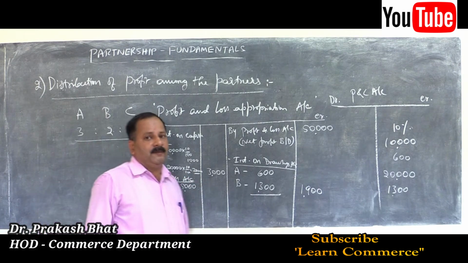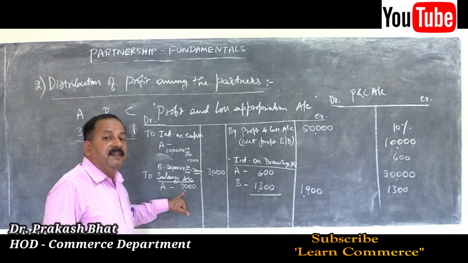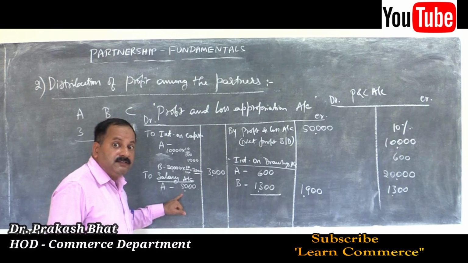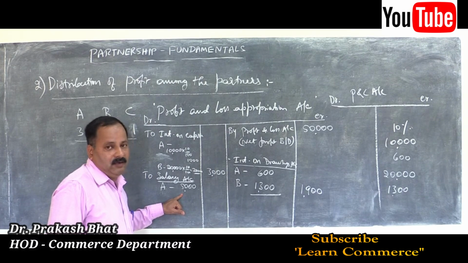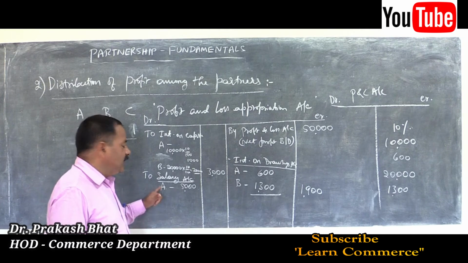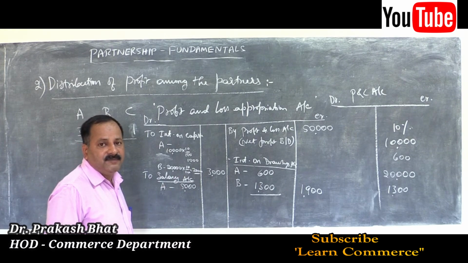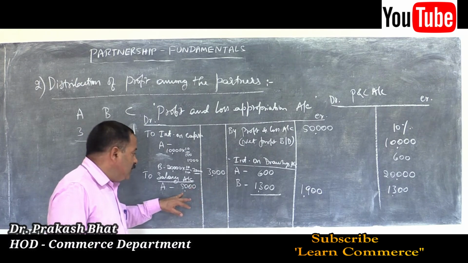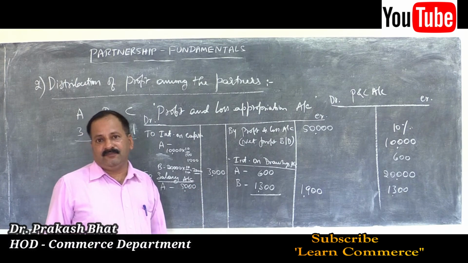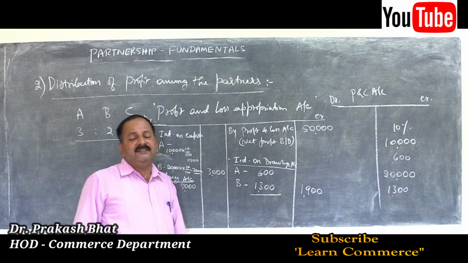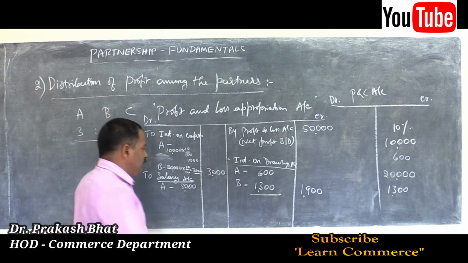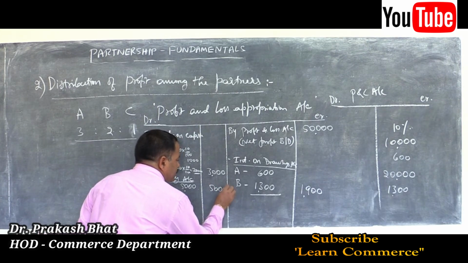Make sure they will give you 5,000 per month sometimes. In that case, 5,000 per month means into 12. Every month, Mr. A will get 5,000 as salary, so for the whole year, into 12, it will be 60,000. I will take here 5,000 per annum, that is, yearly salary of 5,000 payable to Mr. A. So, I will write here 5,000 only.